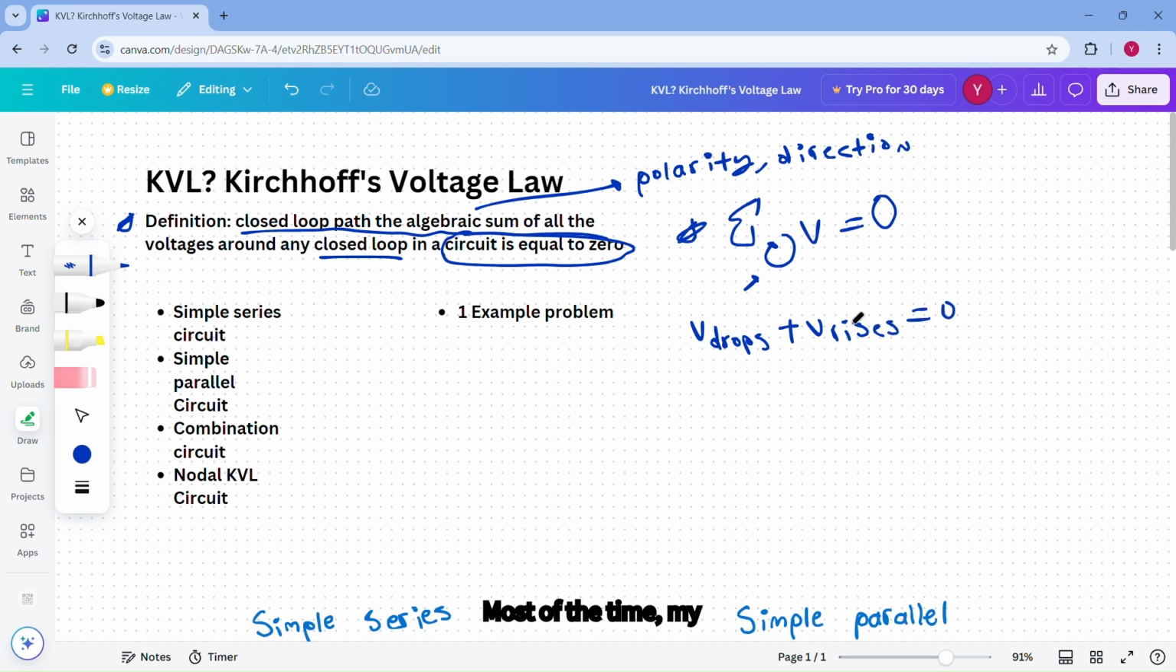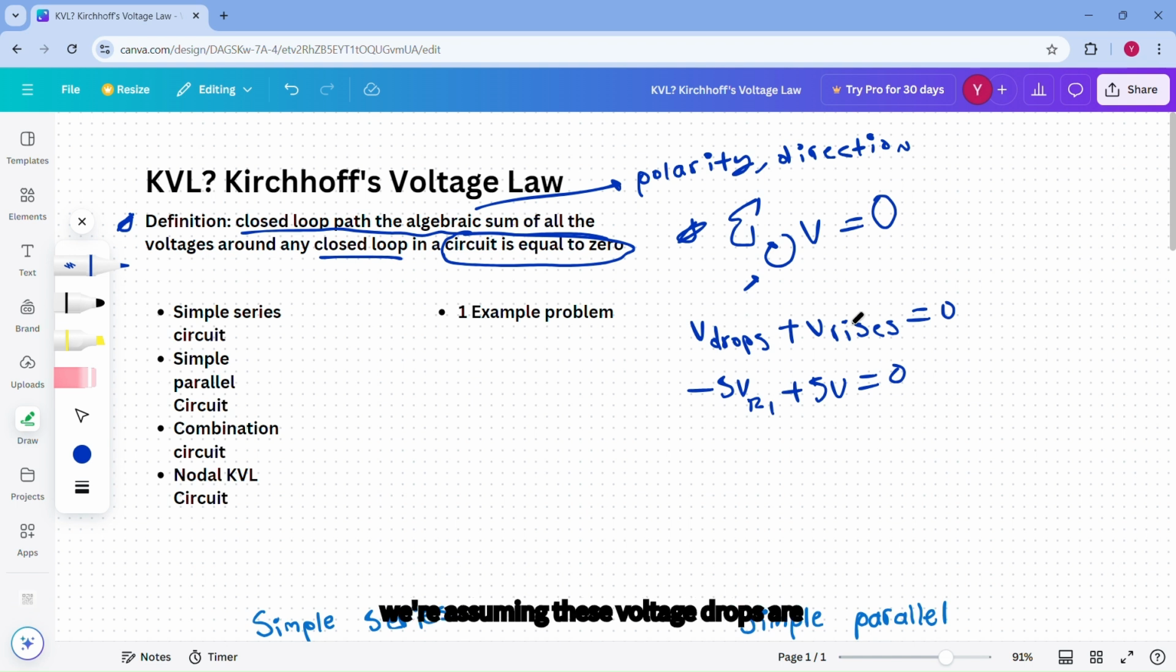Most of the time, my voltage drops might be modeled as a negative number. So I might drop 5 volts across a resistor, and depending on the scenario that I'm talking about, I might have that as a -5 in my equation. So that could be like a -5 volts plus R1, and let's say I had a 5 volt battery. That'd be an example of how that equation could look.